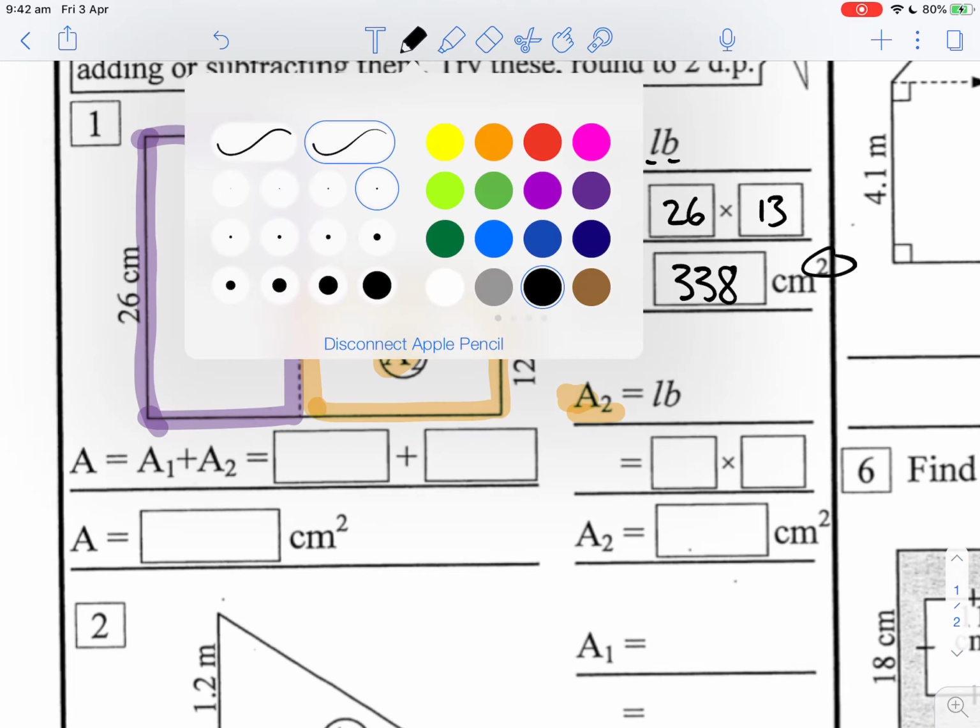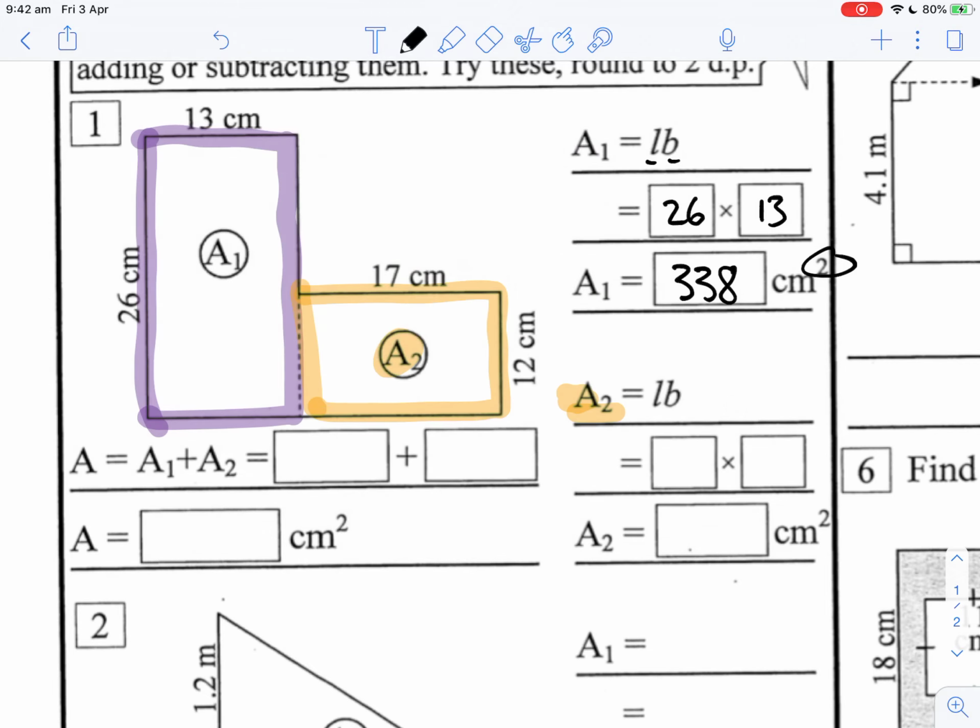So over here, we've got 17 centimetres times 12. And again, the order in which you have those wouldn't make any difference, so don't get stressed about which way around you write them. That would give you an answer of 204. And so, of course, the total area is just the two areas put together, so the 338 from the first answer, plus the 204 from the second one. And so when you add those together, you get 542.